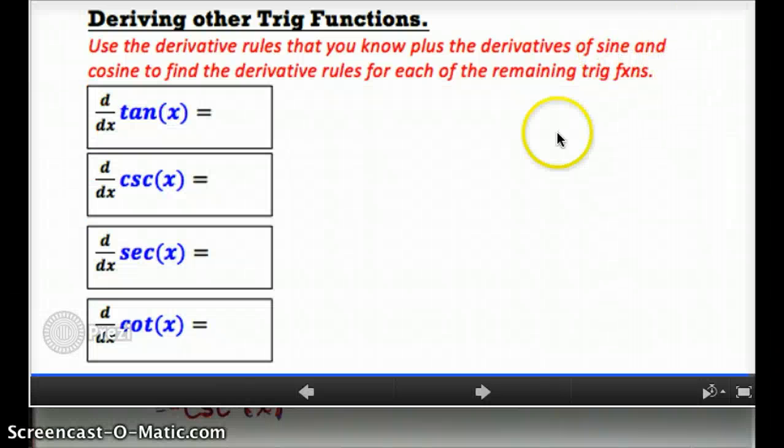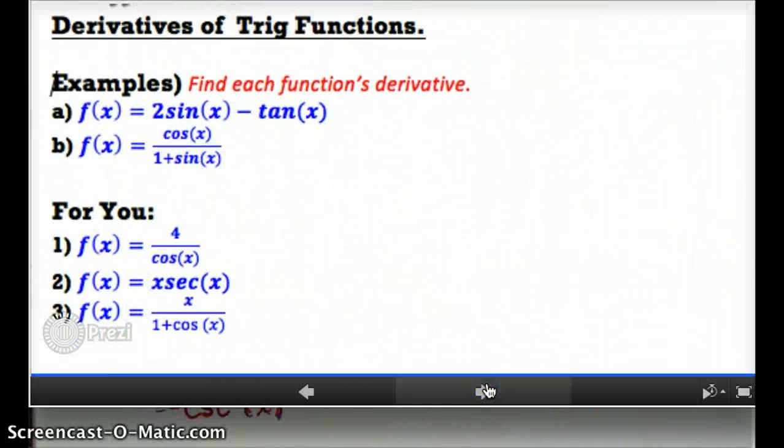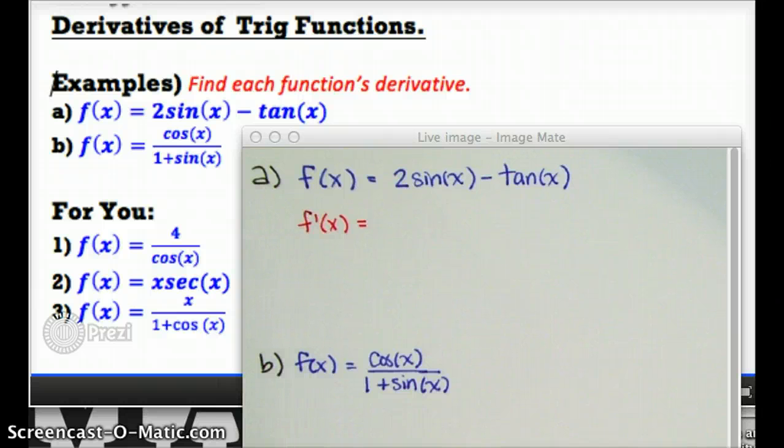The last thing I'd like to do in this video is look at a couple very quick examples where we use these trig rules in application. For example, what if I wanted to find the derivative of 2 times sine of x minus tangent of x? Well, the truth is this is really easy because I know what the derivative of sine and tangent are. The difference rule tells me that all I have to do is find those derivatives and subtract them and multiply the first one by 2. That's the constant multiple rule. We'd end up with 2 times cosine of x minus secant squared, and that's it. That's just your answer.